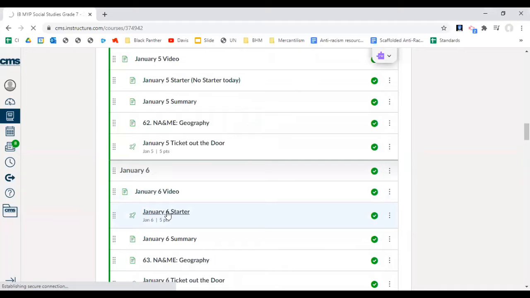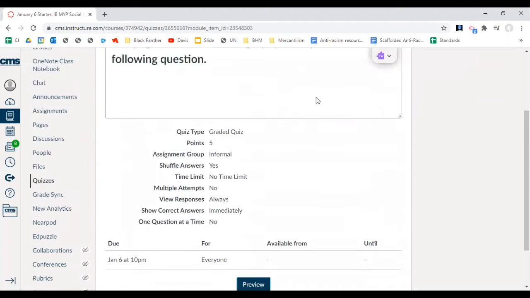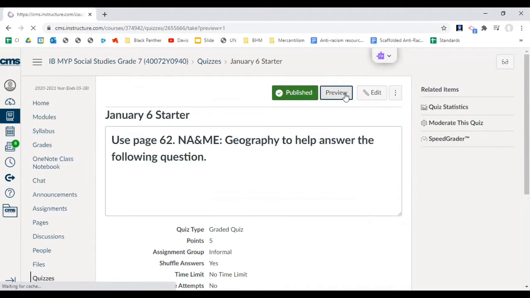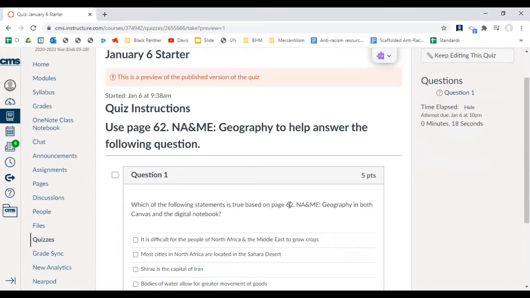Go ahead and do the starter. Starter is a really good recap of yesterday's lesson. Really gives me a good idea if you were fully engaged, if you spent time during your asynchronous time on the maps. And you can look back at the maps, look back at your page 62 to complete that. But which of the following statements is true based on page 62?